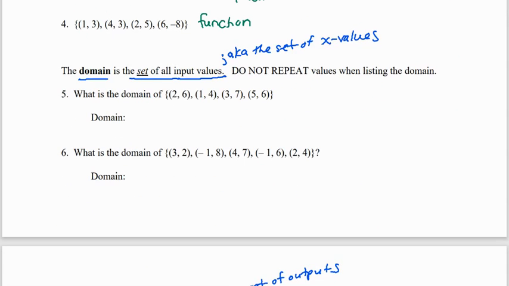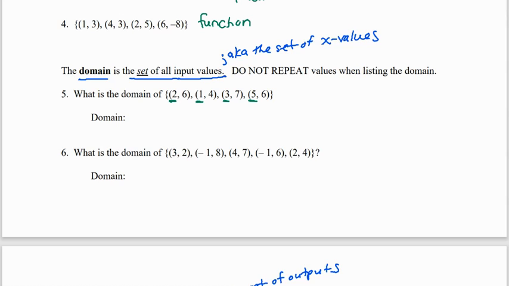Okay, let's talk domain. So the domain is, as we said, the set of all inputs, aka the x values. So on number 5, when it says what's the domain, we're simply going to list the x values. It's the input. So I'm going to underline those first, right? X always comes first. So I'm underlining all of the x values. And if you're writing things down, you can write all of those ordered pairs and then underline the x values. So 2, 6, 1, 4, 3, 7, and 5, 6.